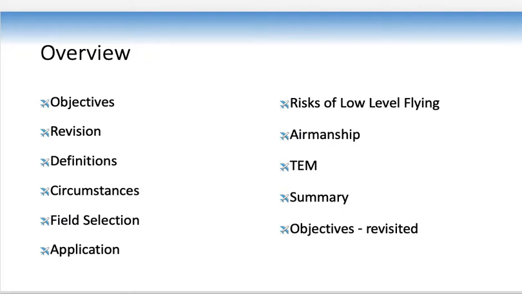The risks of low-level flying, especially since you're so close to the terrain. So there's a few things we'll look at. Airmanship and threat management I'll aim to include all throughout this brief. Summarize everything, and then finally I'll ask you a few questions with the objectives.